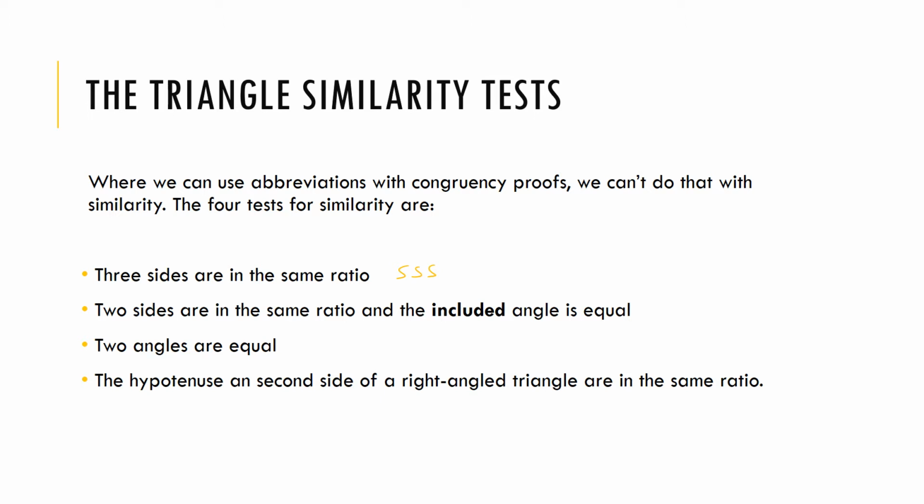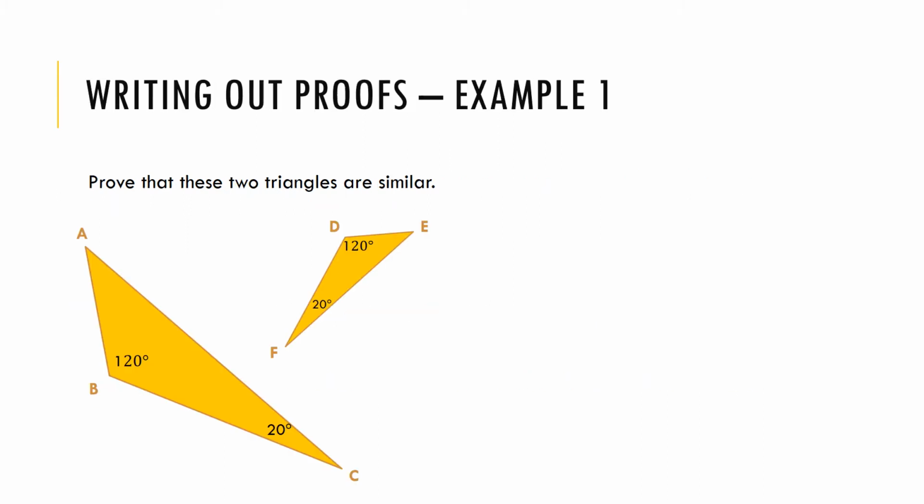That's because both of our triangles aren't the same, so we can't write SSS. Likewise, we can't write SAS. We have to say 2 sides are in the same ratio and the included angle is equal. The same with the following 2 as well. But these are the tests. Make sure that you understand that these are the acceptable tests for similarity of triangles.